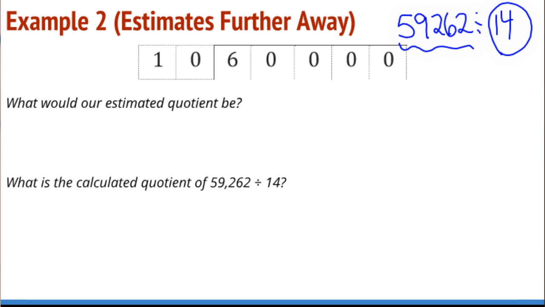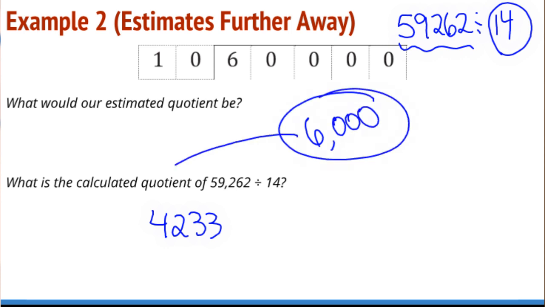And then we would actually divide 59,262 divided by 14. And we have 4,233. Our estimated answer was 6,000. Notice how we are a little bit further away from the calculated answer. Well, that shouldn't be a surprise because we are rounding 14 further to get to 10.